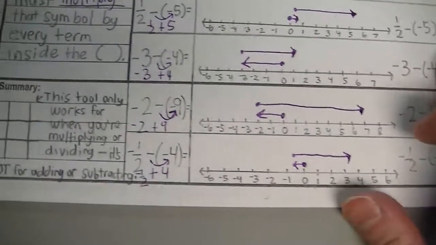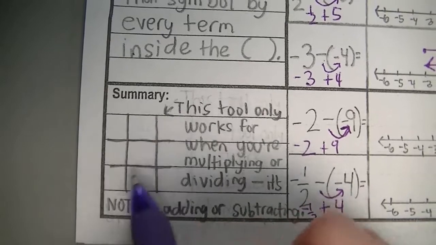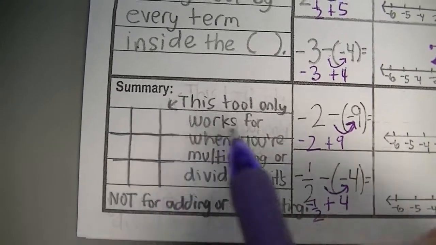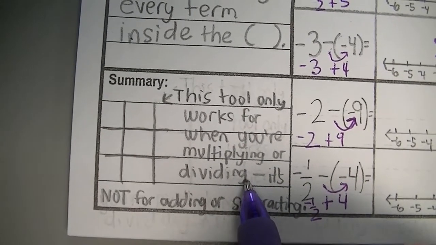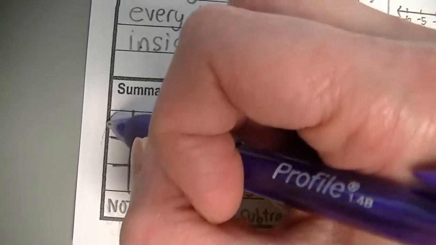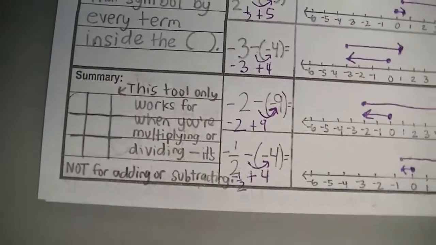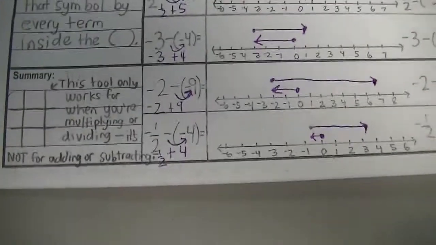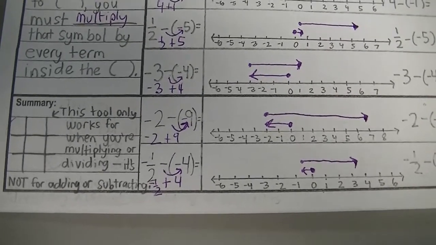For your summary, I want you to fill out this tic-tac-toe chart, and I want you to remember this tool only works for when you're multiplying or dividing, okay? It's not for adding or subtracting. And again, going across this way is multiplication. Reading it as columns, starting from the top, going down is division, okay? So fill it out just because it will help you remember if your answer will be positive or negative whenever you're multiplying or dividing with positive and negative numbers.